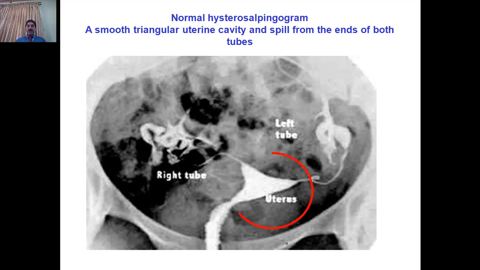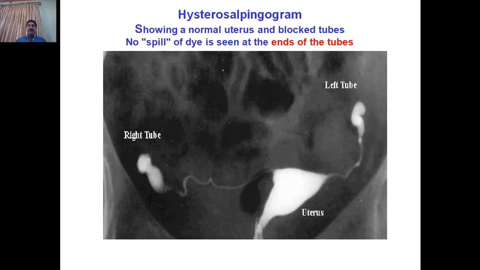As shown in this diagram, triangular uterine cavity, right tube and left tube are shown. This is a normal hysterosalpingogram: smooth triangular uterine cavity and spill from the ends of the tubes on the right and left side. Hysterosalpingogram showing a normal uterus and blocked tubes, no spill of dye is seen at the uterine tubes. Again, we can see the ends of the uterine tubes, but there is no spill of the dye into peritoneal cavity. This means in this case, the uterine tubes are blocked. Dye is inside the uterine cavity. We can see the uterine tubes and its ends, but dye does not enter the peritoneal cavity, meaning that these tubes are blocked.